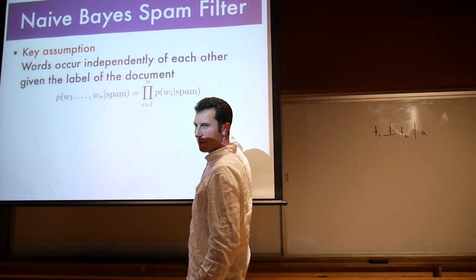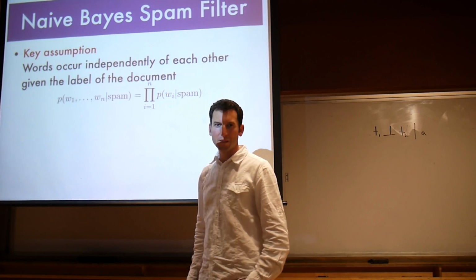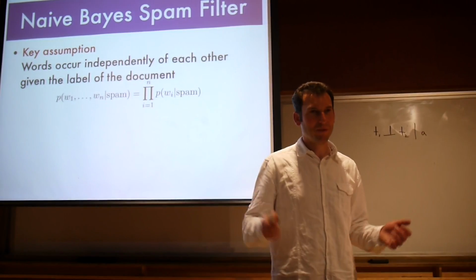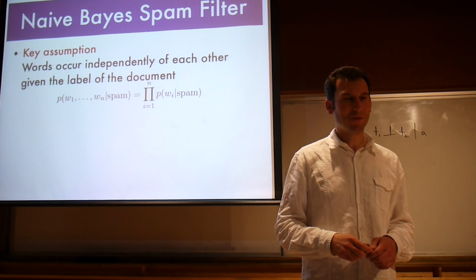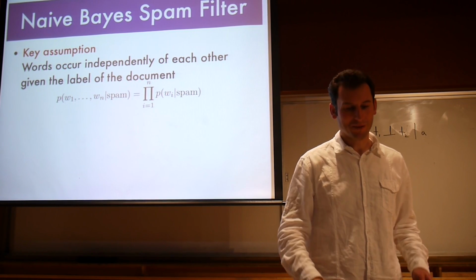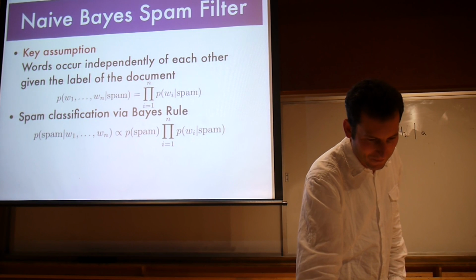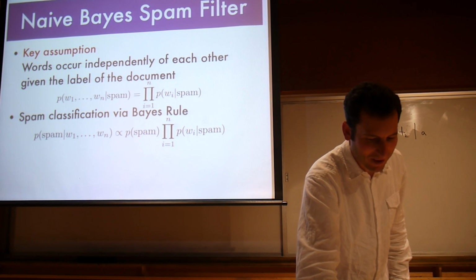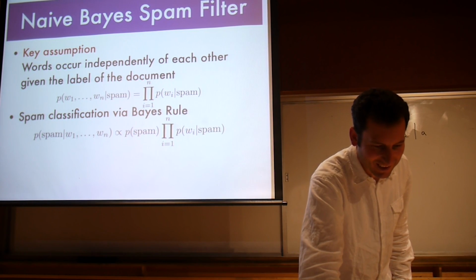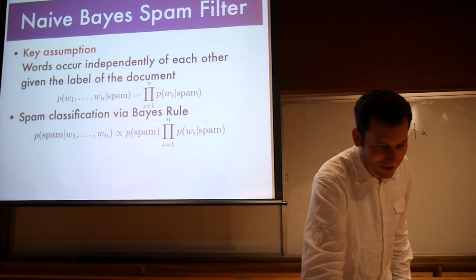This is a modeling assumption, it's not true. Now the nice thing is that usually when people on Slashdot write about a Bayesian spam filter, they mean a naive Bayes spam filter. So it's not very Bayesian, but yeah. So it's just very naive.